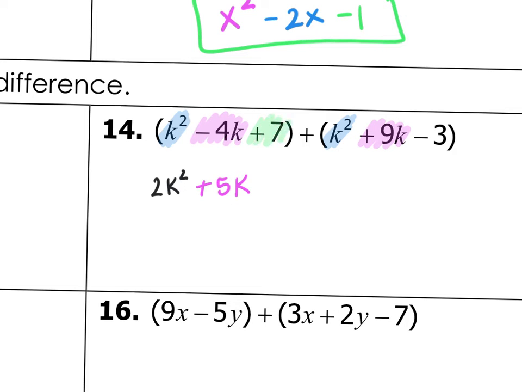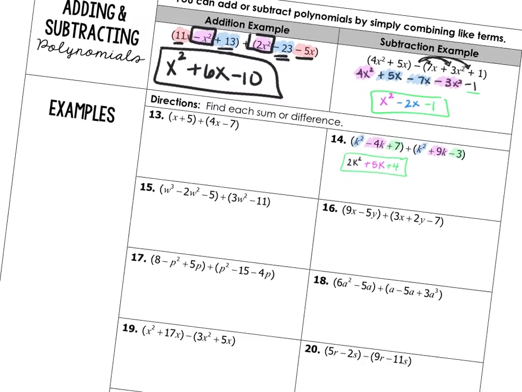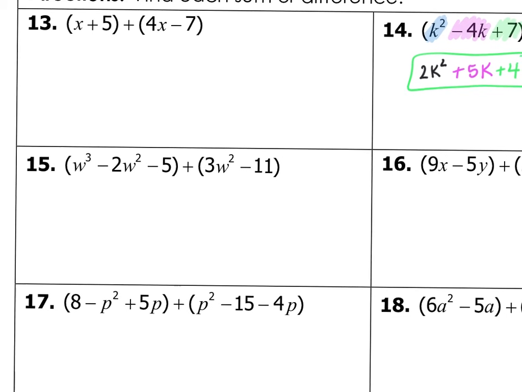Then I have a plus 7 and a minus 3. So 7 minus 3 makes 4. And that would be your answer. All right, go ahead and try number 15 on your own.